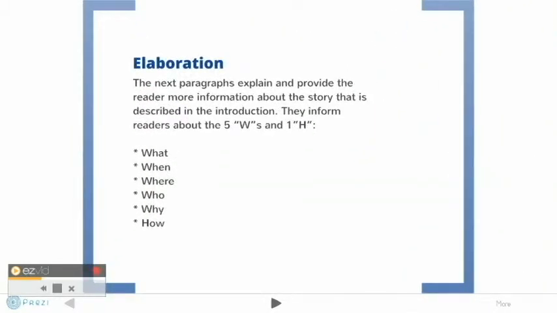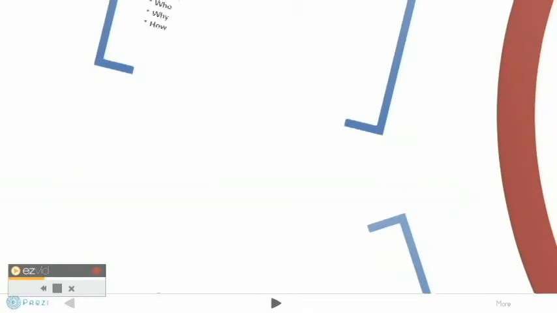Elaboration. The next paragraphs explain and provide the reader with more information about the story that is described in the introduction. They inform readers about the 5 W's and 1 H. What, when, where, who, why, how.